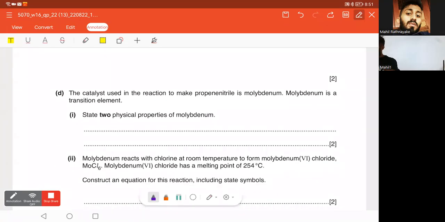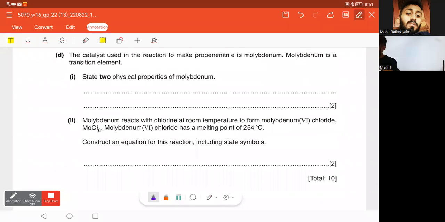The catalyst used in the reaction to make propene nitride is molybdenum. Molybdenum is a transition metal. Again, state 2 physical properties: high melting and boiling point. Can act as a catalyst. Next one, they can form colored solution.